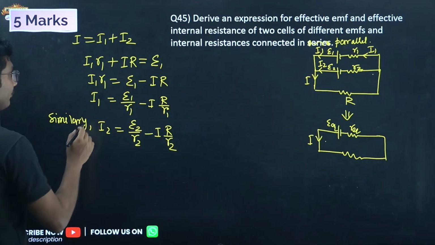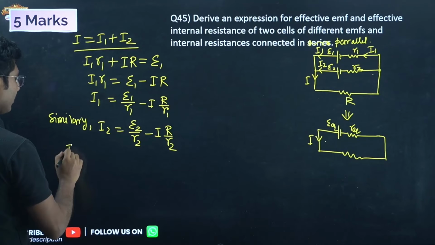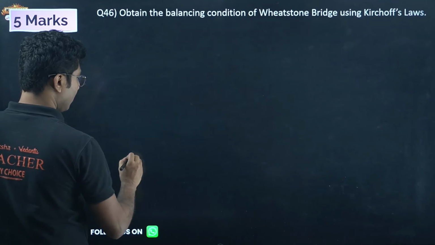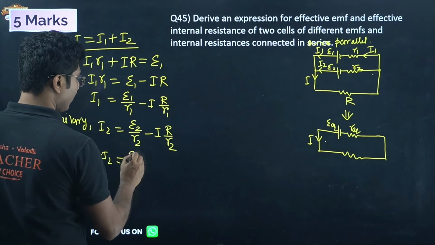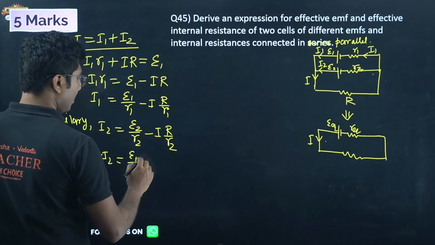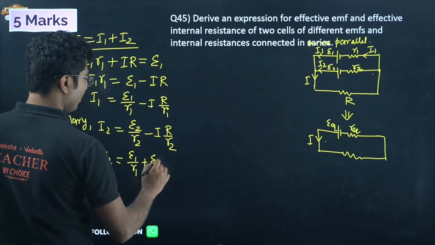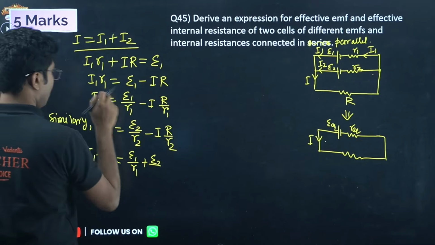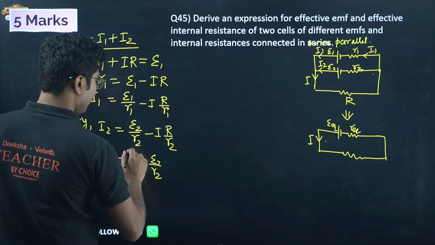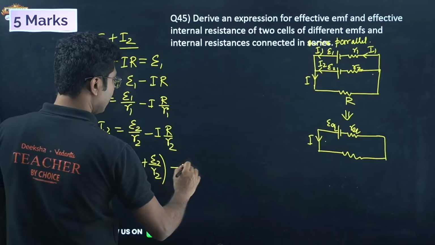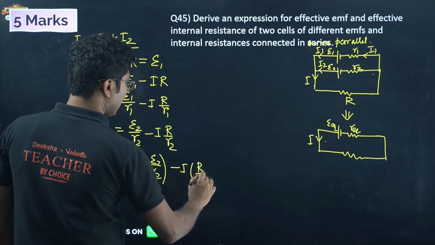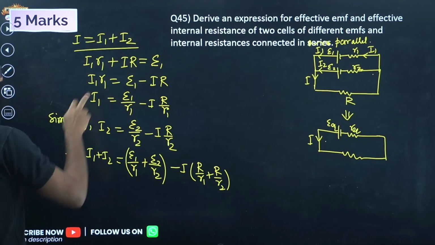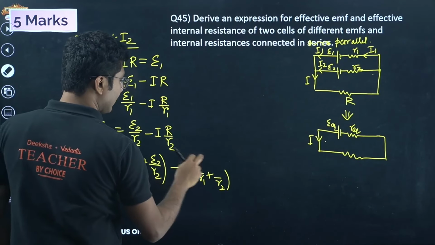Now add these two. If you add these two, what do we get? I equals I1 plus I2, that is, we get epsilon 1 by R1 plus epsilon 2 by R2 minus I into R by R1 plus R by R2. Now the problem here is not this one, the problem is this one, I into R by R1 plus R by R2. In the last case it was the same, so we had no problem.